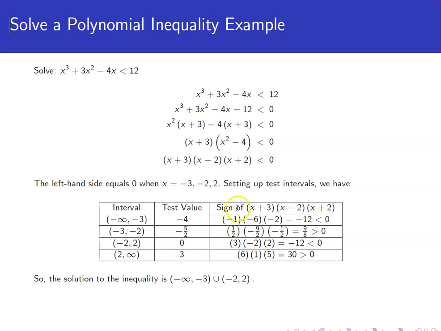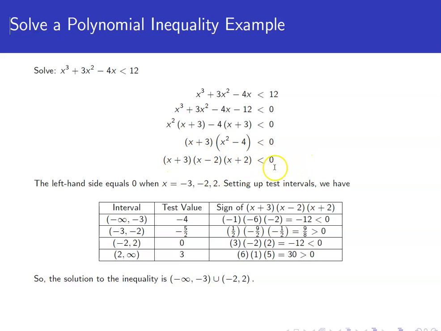Put a negative 4 into that expression. You get a negative times a negative times a negative, which makes a negative. Put in negative 5 halves. Sorry, you'll get a negative times a negative times a positive, so it's positive. Put in 0. We get positive times negative times positive, which makes negative. And finally, if you put in 3, you get 3 positives, so the product is positive.